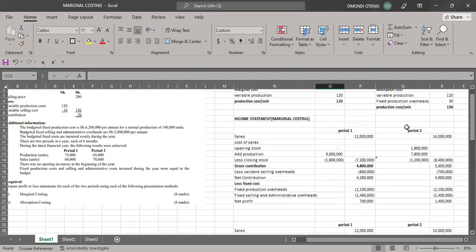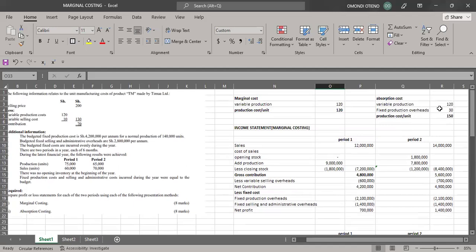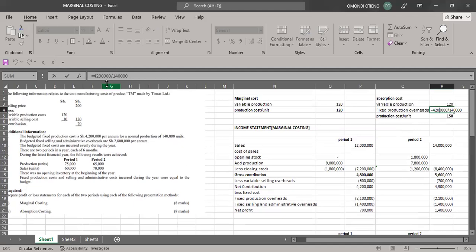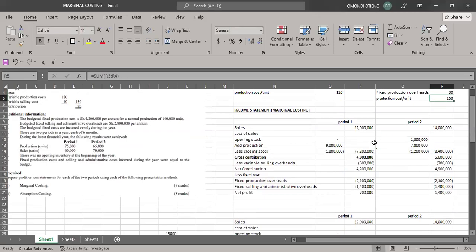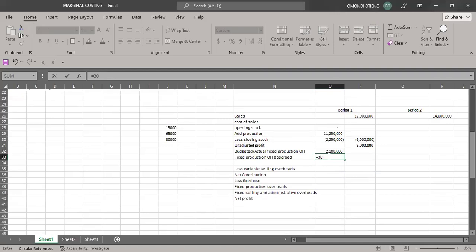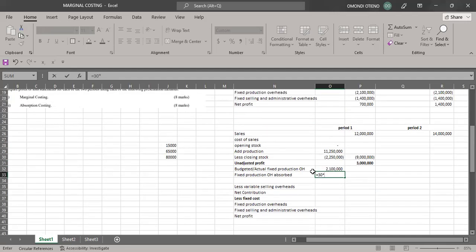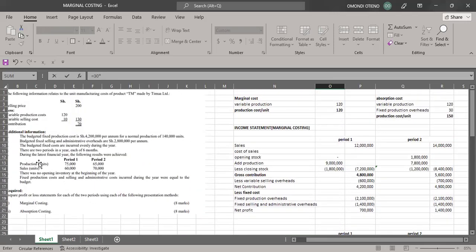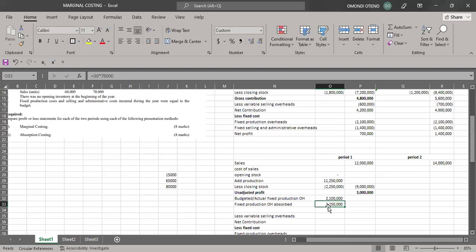So this one here, we compare it with the fixed production overheads absorbed. Now, what was the absorption rate? We took 4,200,000 for the entire year, divided by the budgeted quantity at full capacity. It gave us the fixed production overhead per unit. So our fixed production overheads absorbed is the absorption rate, 30 per unit, multiplied by actual production under period 1, which is 75,000 units.